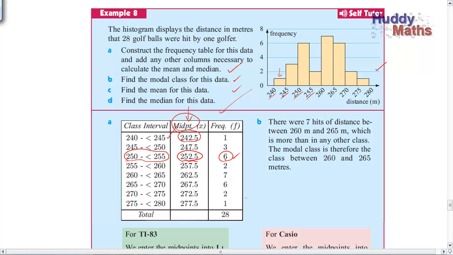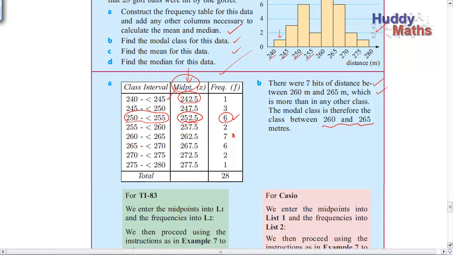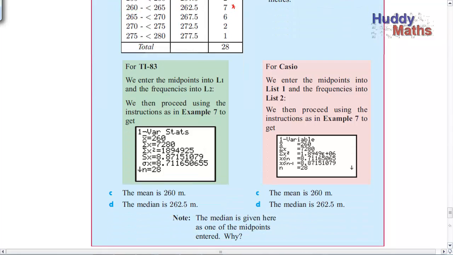Okay. And we can do the modal, can't we? We can do the modal, here it is here. There were 7 hits of distance between 260 and 265, which is more than any class. So the modal class is that class there with the most in it. Okay, let's go down and do the rest of it on the calculator. We'll do the Casio. You can read about the others.